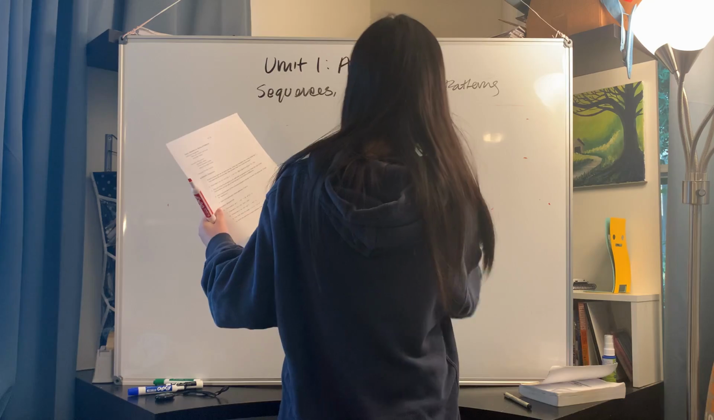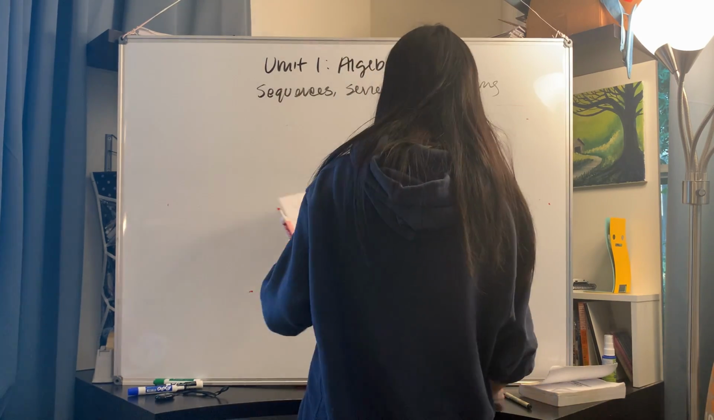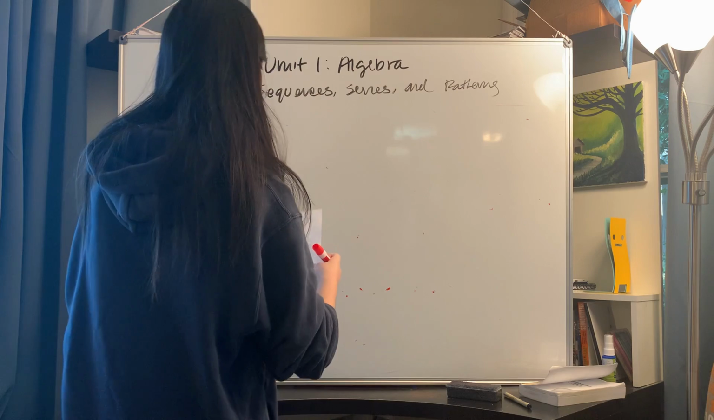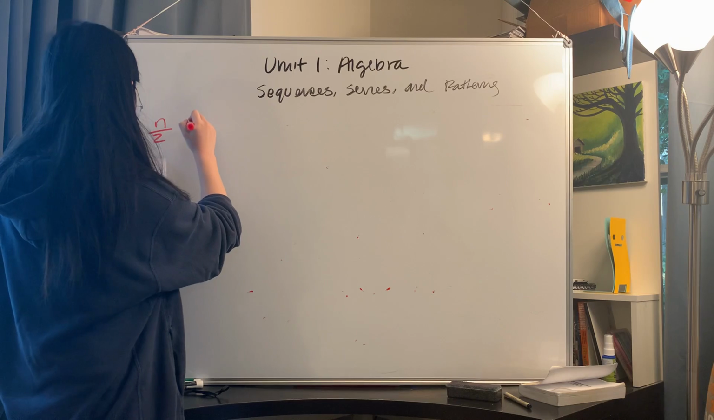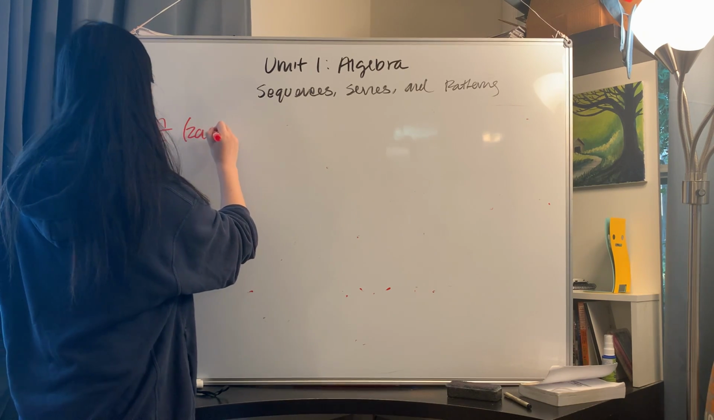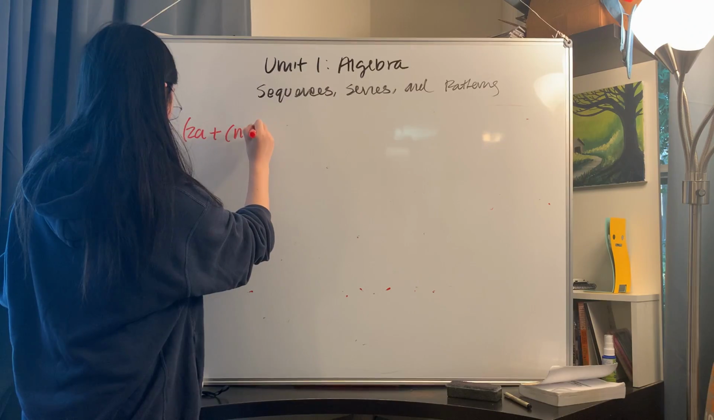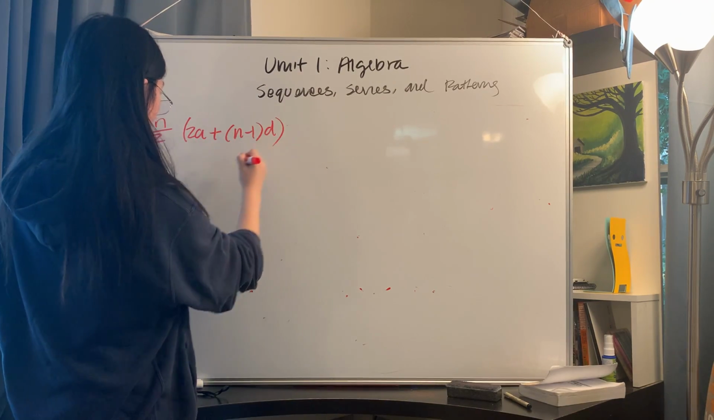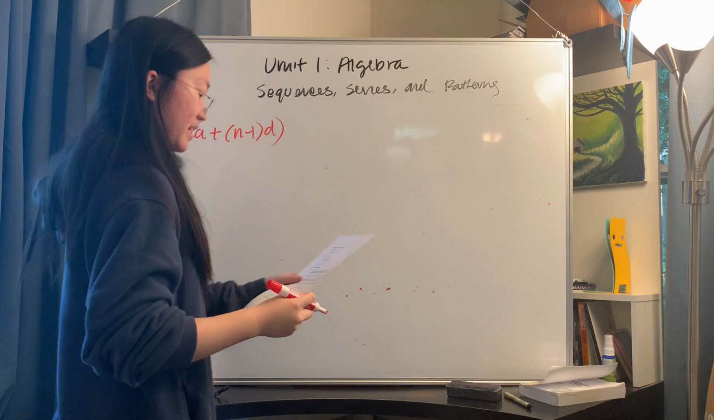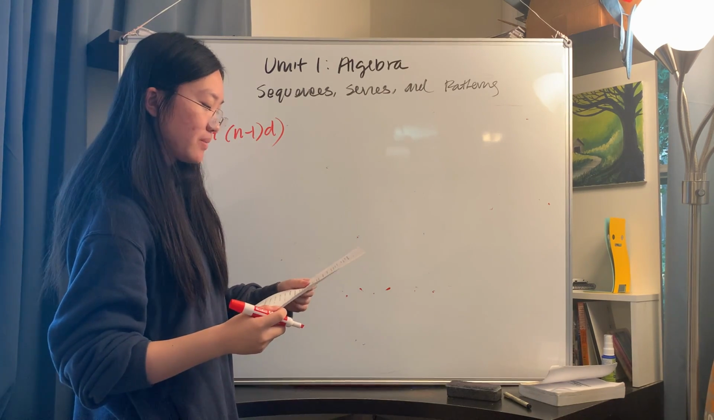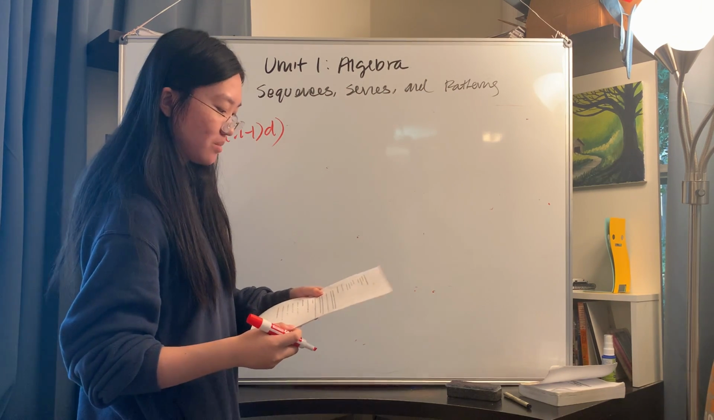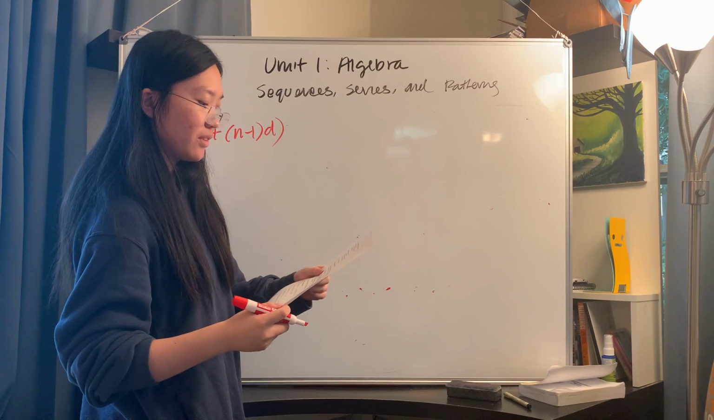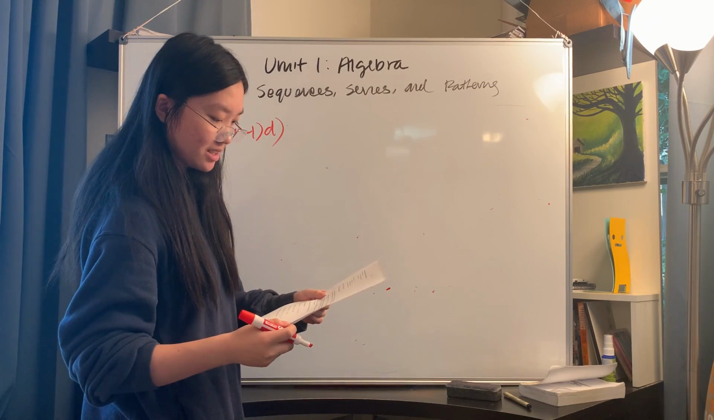So I'm going to rewrite the formula up here as a reminder. n over 2 times 2a plus (n minus 1)d. Alright, problem 3. If the sum of the first 10 terms of an arithmetic progression is 4 times the sum of the first 5 terms, find the ratio of the first term to the common difference.